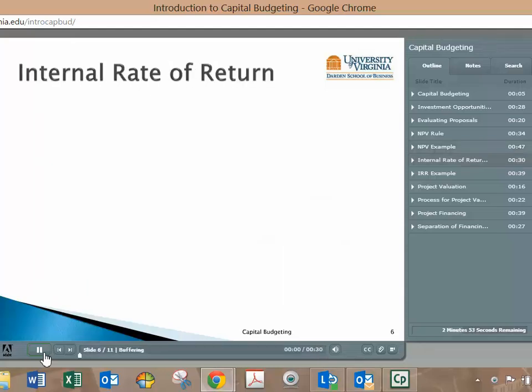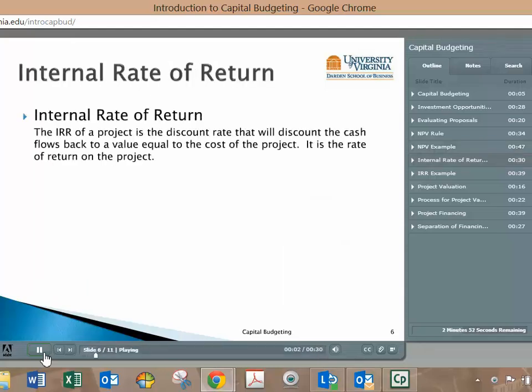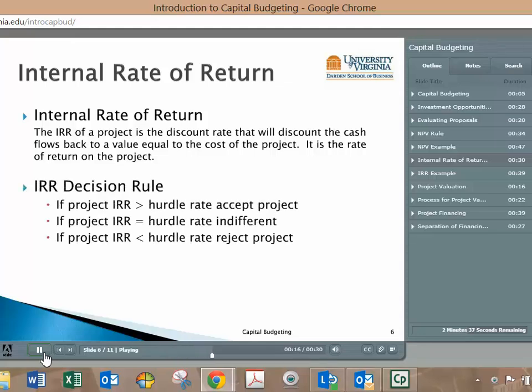The internal rate of return, or IRR, of a project is the discount rate that will discount the cash flows back to a value equal to the cost of the project. It is the rate of return that investors will earn on the project, given the cost and the cash flows. The IRR decision rule is, if the project IRR is greater than the hurdle rate, accept the project. If the project IRR is equal to the hurdle rate, then the firm should be indifferent. If the project IRR is less than the hurdle rate, the project should be rejected.